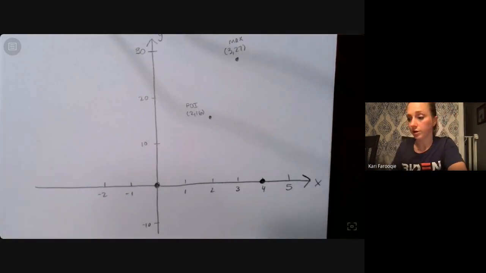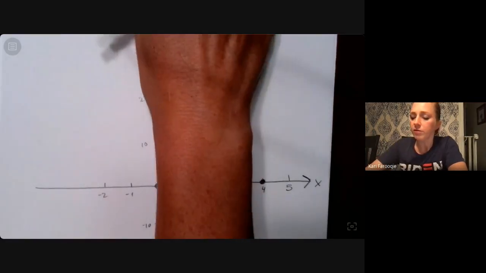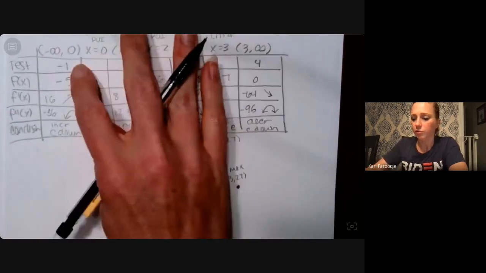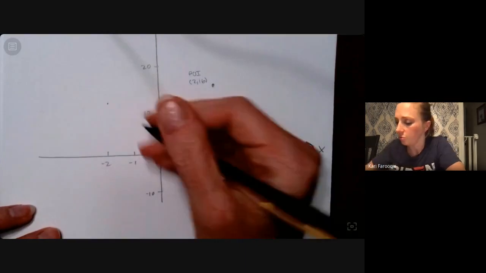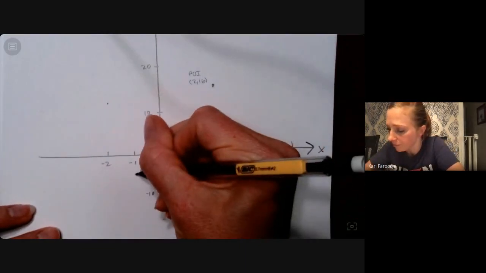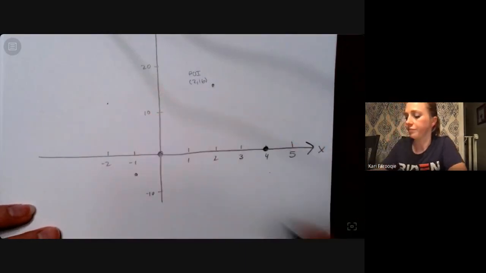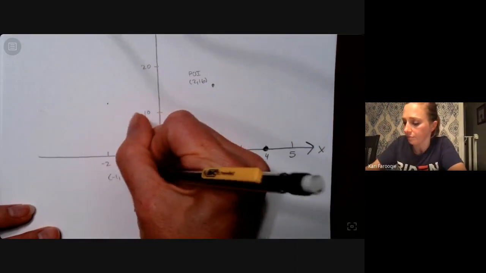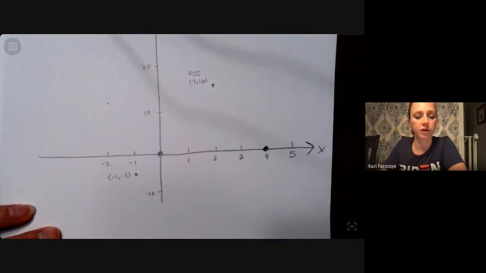Or you might forget and just kind of swing some sort of curve down there. And then other than that, we had a test point at -1, and then the y value is -5. So let's go ahead and just plot that here. So that's the point at -1, -5. And then our other test points gave us points at 1, 3.